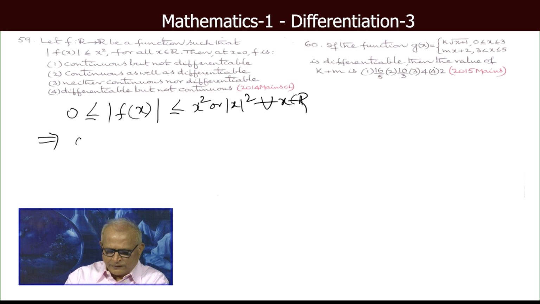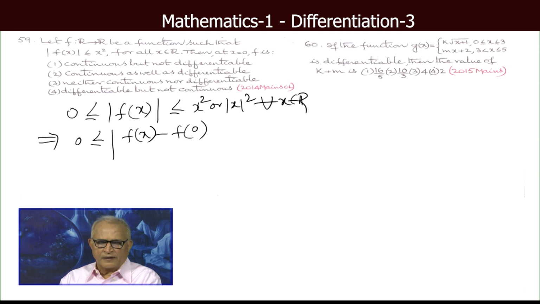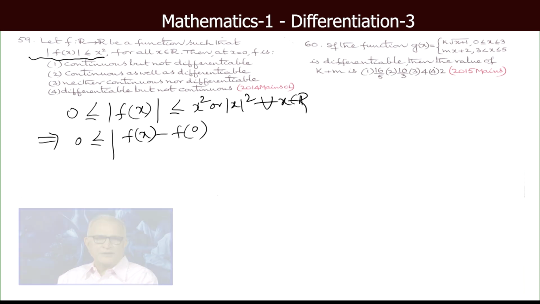This implies 0 is less than or equal to mod f(x) minus f(0), where f(0) is 0. Why? Observe that f(0) is 0. Why? Because mod f(0) is less than or equal to 0. From this, when you put x equal to 0, because that is true for all real x, mod f(0) is less than or equal to 0. But mod f(0) cannot be negative. So the only choice is that mod f(0) equals 0.